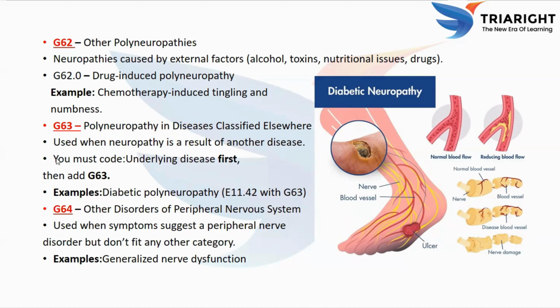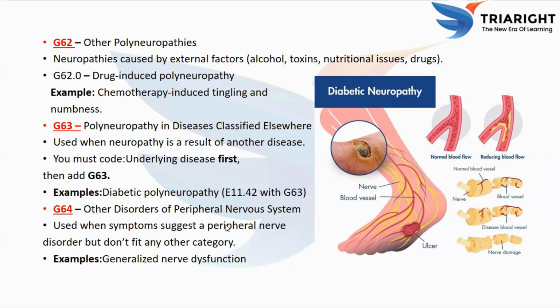So coming to G63, it's polyneuropathy in disease classified elsewhere. This G63 code is used whenever another disease is causing the neuropathy. So what is the important rule over here? You must code the underlying disease first. So what disease is causing the neuropathy? You have to code that disease first, then you have to assign the code G63. So this is the important guideline for assigning the G63 code.